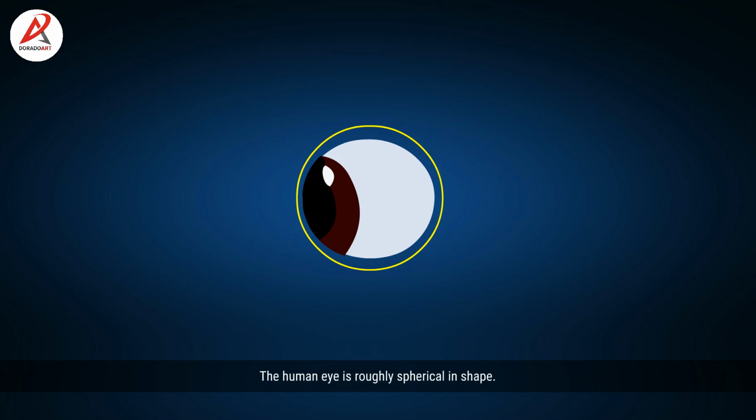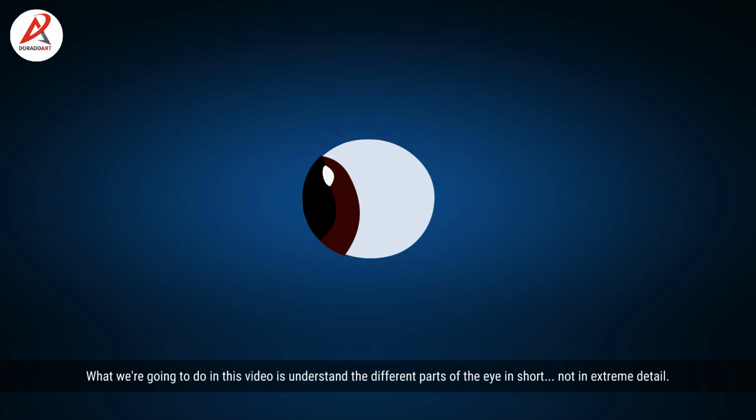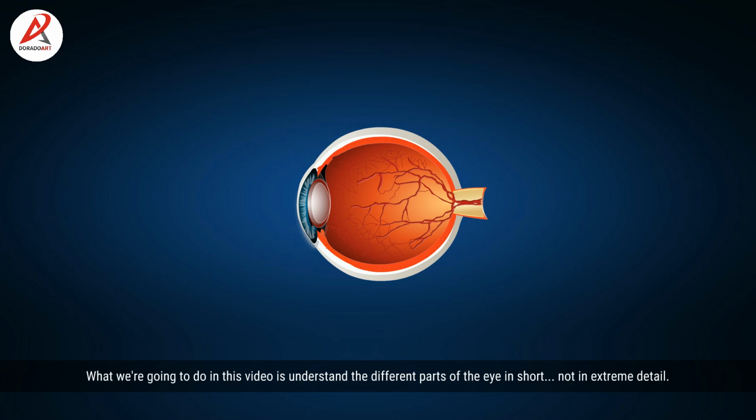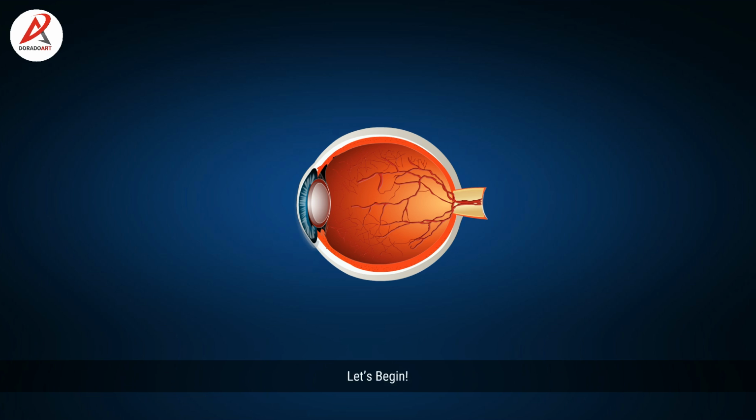The human eye is roughly spherical in shape. What we are going to do in this video is understand the different parts of the eye in short, not in extreme detail. Let's begin. The outer layer of the eye is called the cornea. It is white in color and transparent. Transparent. Yes, it means that it allows light to pass through it.